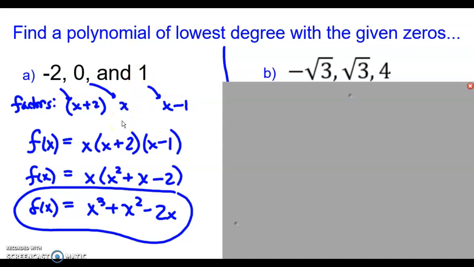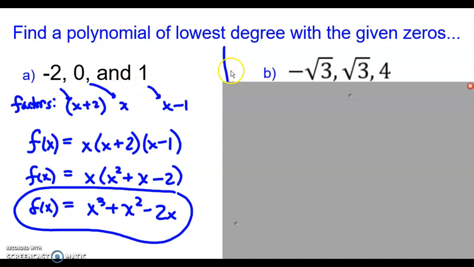So in order to find the polynomial, I take my three factors and I multiply them out, simplify, and get the function f of x equals x to the third plus x squared minus 2x. Now, if I'm taking a quiz or a test and I want to double check myself, I would certainly graph this with my calculator and make sure that it is crossing at -2, at 0, and at 1. So that's a way to check.